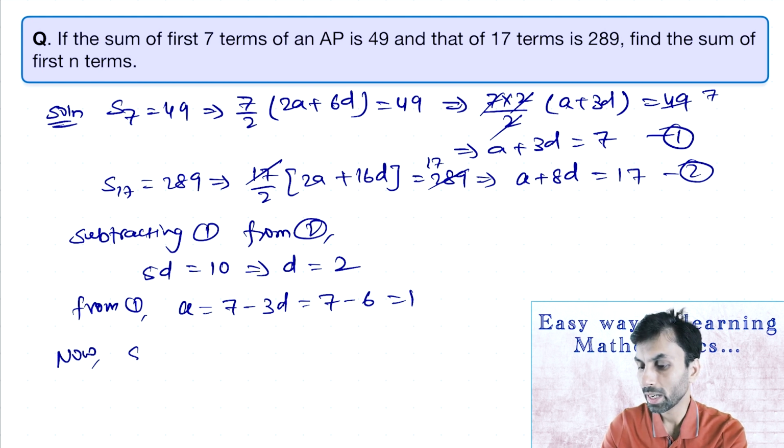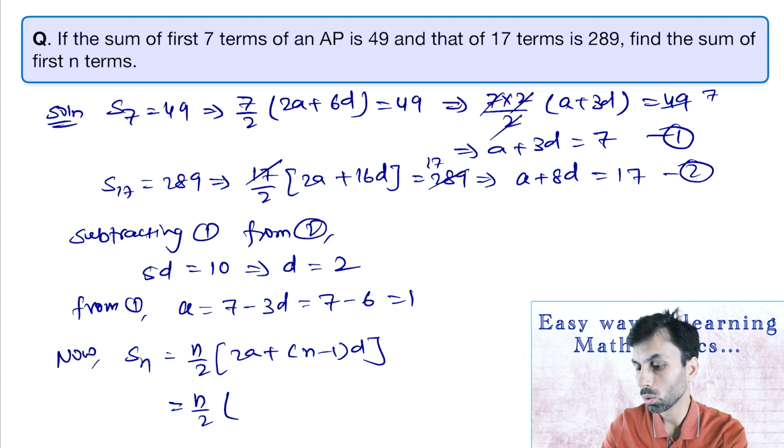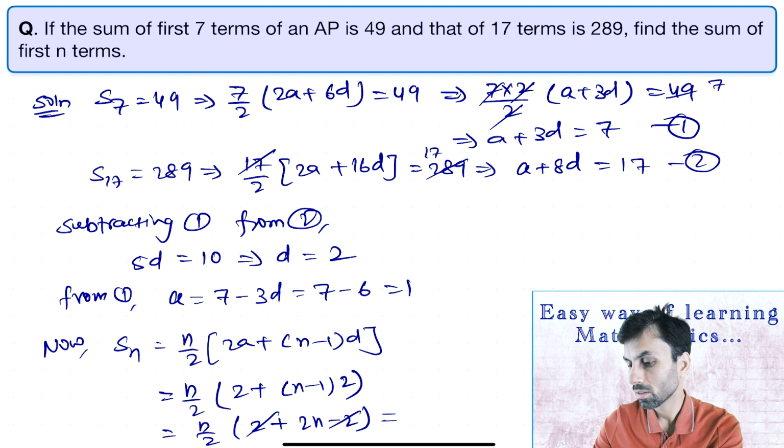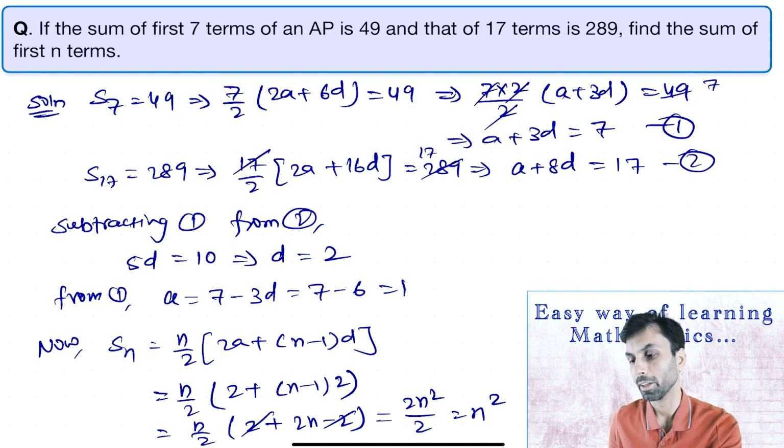Now we'll find sum of first n terms, that will be n by 2 into (2a plus (n minus 1) into d), which will be n by 2 into (2 into 1 is 2 plus (n minus 1), common difference is 2), which will be n by 2 into (2 plus 2n minus 2). Here 2 and 2 will get cancelled, we'll get 2n square upon 2, which means it will be n square. So that is the sum of first n terms in this case.